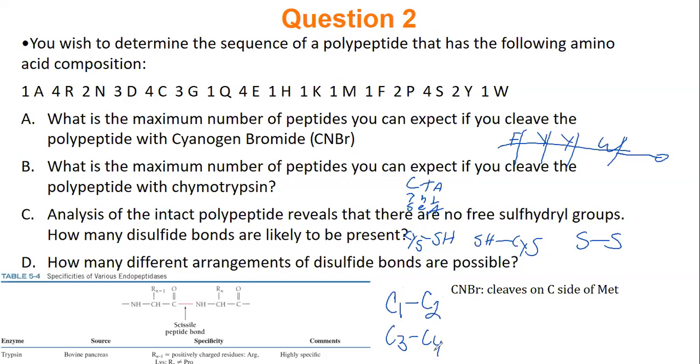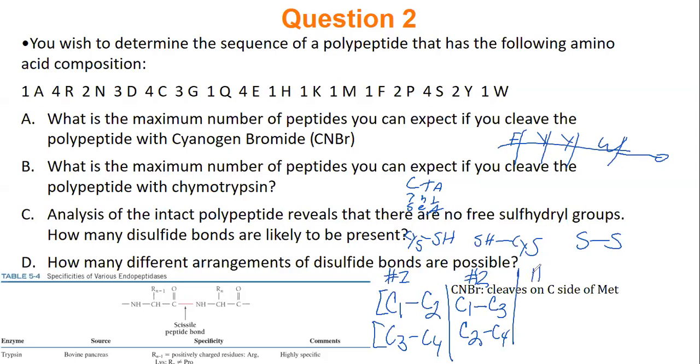So let's say cysteine 1 has a disulfide bond with cysteine 2. And let's say cysteine 3 has a disulfide bond with cysteine 4. This is one possible arrangement of 2 disulfide bonds. So that's possibility number 1. Okay, what if cysteine 1 is in a disulfide bond with cysteine 3? Well, that would mean cysteine 2 is in a disulfide bond with cysteine 4. That's possibility number 2.